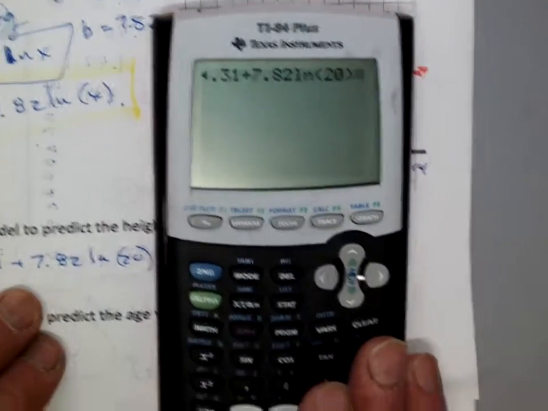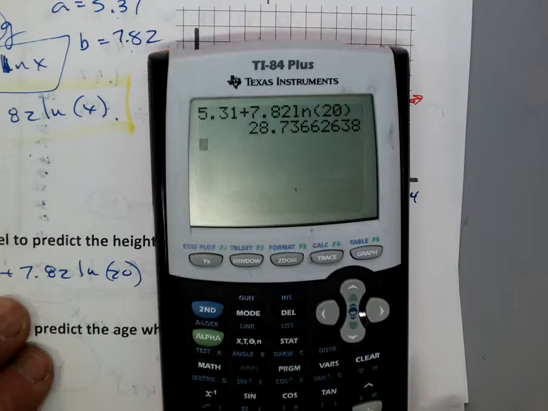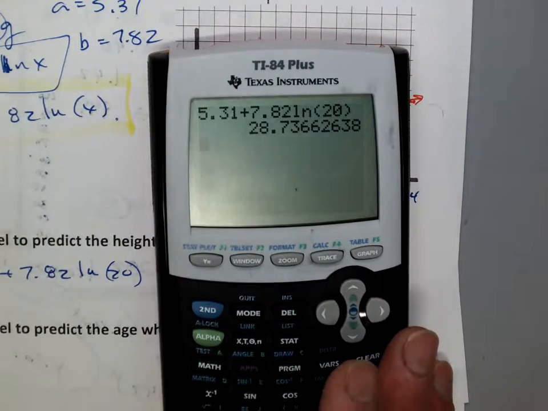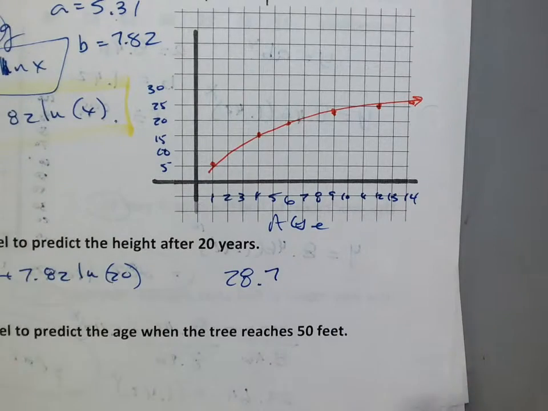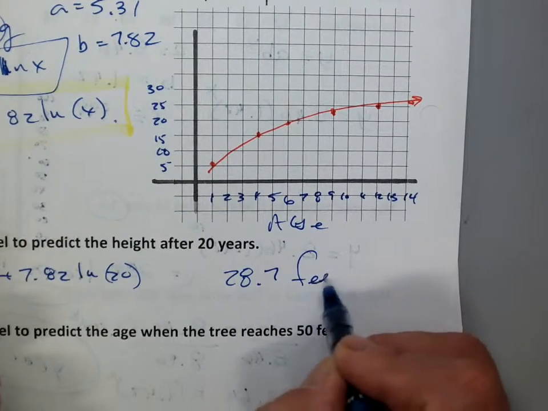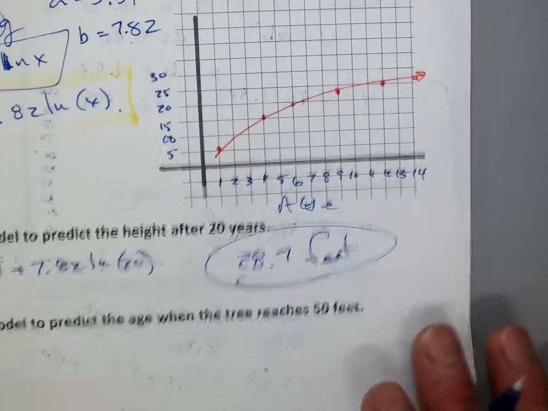There it is, my calculator. I got about 28.7, and that is in terms of feet, right? That's how tall my tree is, okay? After 20 years. Now, use your model to predict the age when the tree reaches 50 feet.